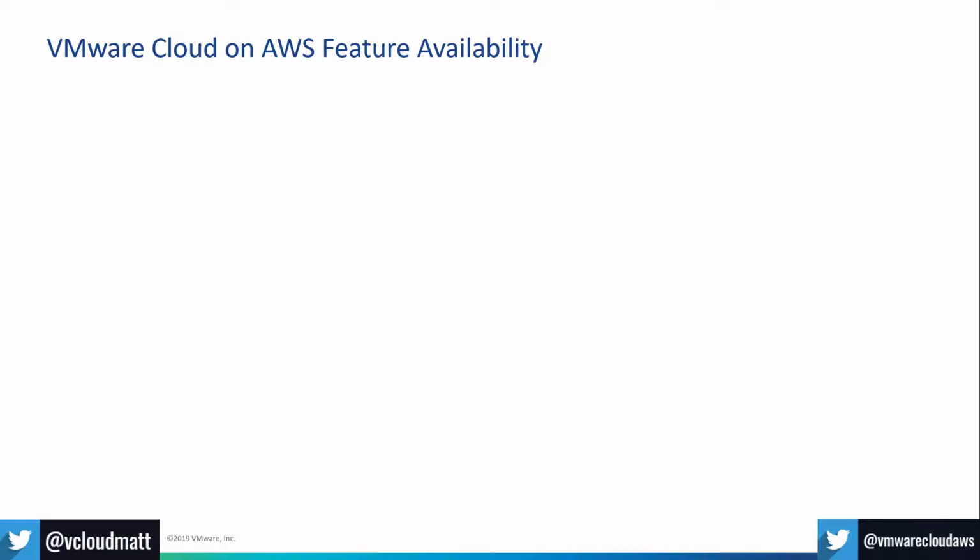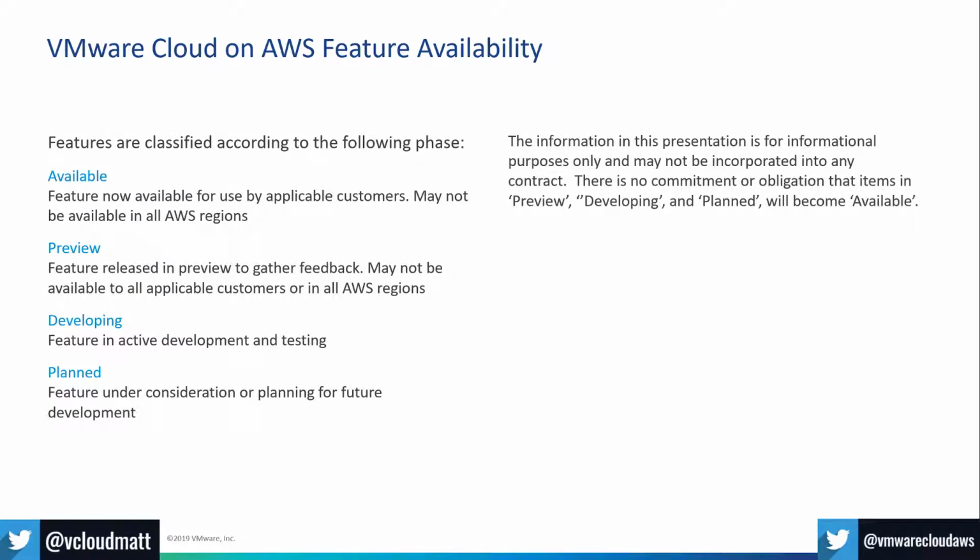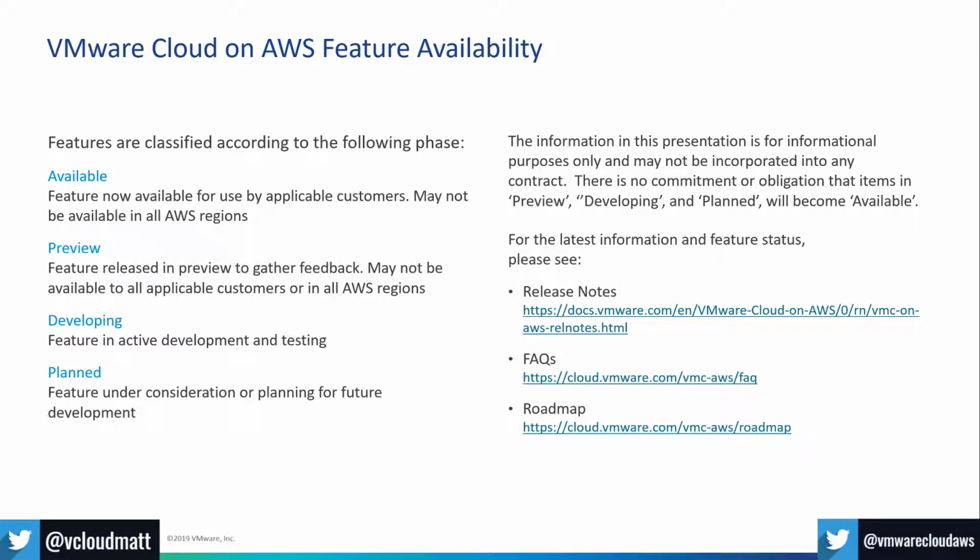Now, we always like to cover this one a little bit as well. When we talk about VMware Cloud, we really talk about 4 different areas of development of our features. At the bottom is planned. This is something that's under consideration or planning for future development. It doesn't have a date yet. It's not necessarily being actively worked on. It may be, but it's not currently on the feature roadmap.